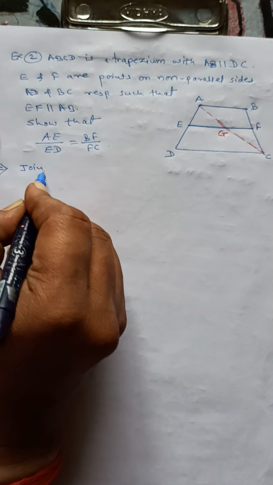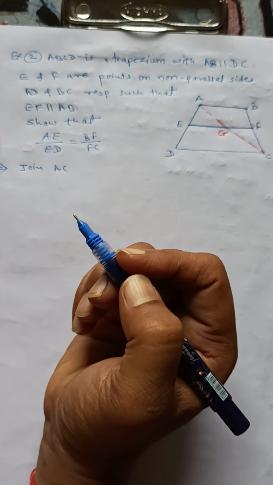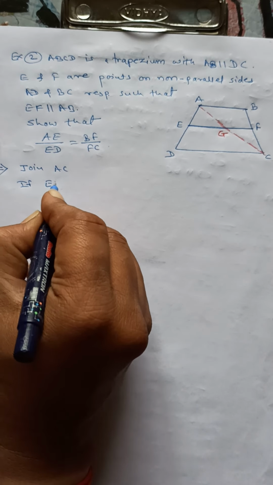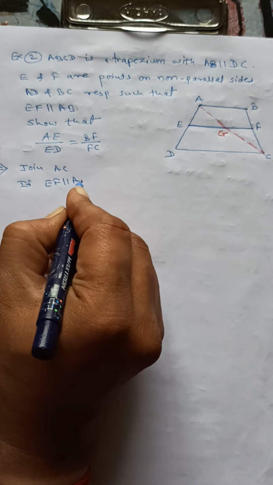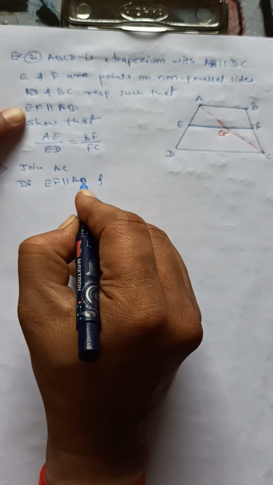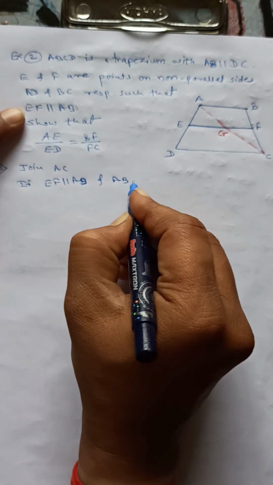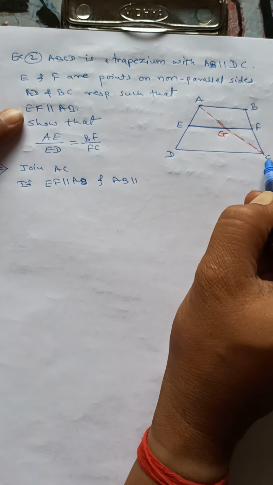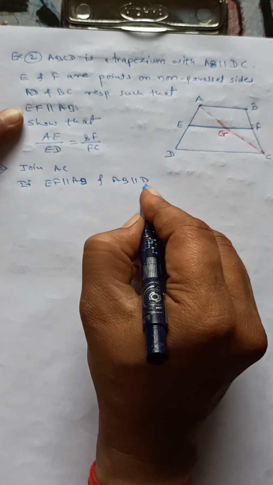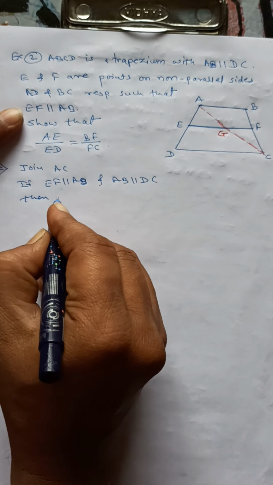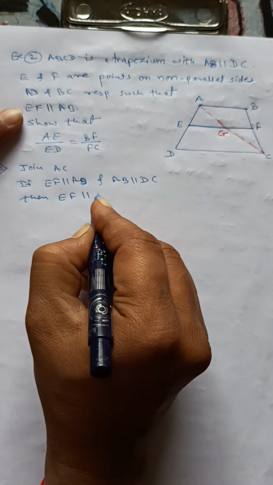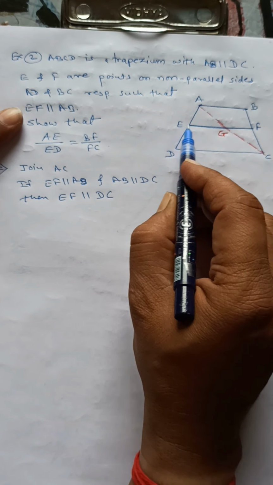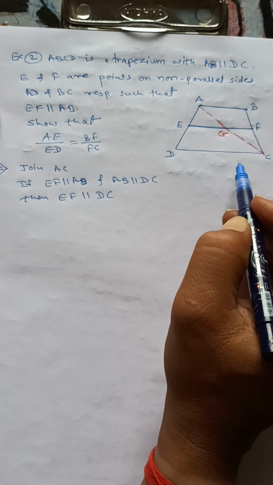Join AC. EF is parallel to AB, and AB is parallel to DC because it is a trapezium. Then we can say that EF is parallel to DC. EF is parallel to AB, AB is parallel to DC, so that's why EF is parallel to DC, isn't it?